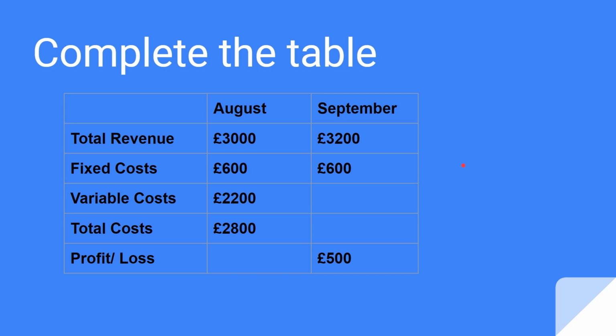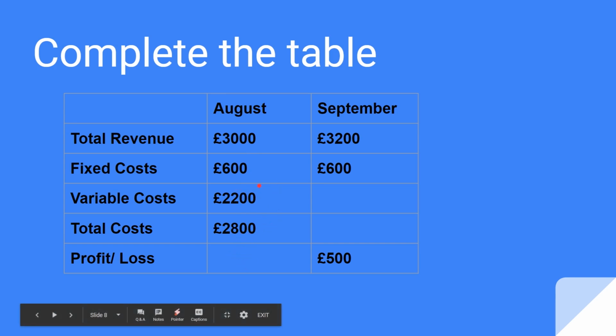Lovely. So let's have a little look at completing this little table that we've got here, because the information could be presented like this. We've got 3,000 total revenue, we've got fixed costs, we've got variable costs, we've got total cost. Here the profit or loss, 3,000 minus 2,800 equals 200. Nice and straightforward there.